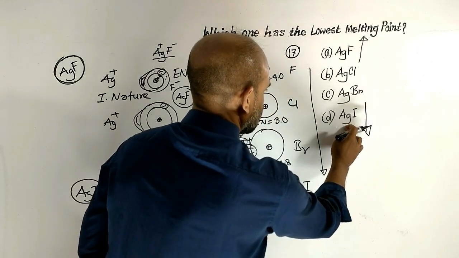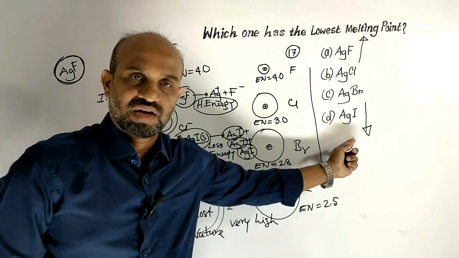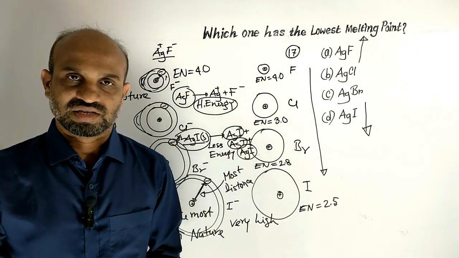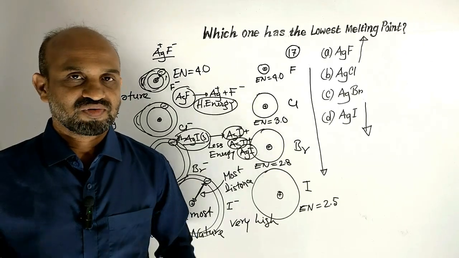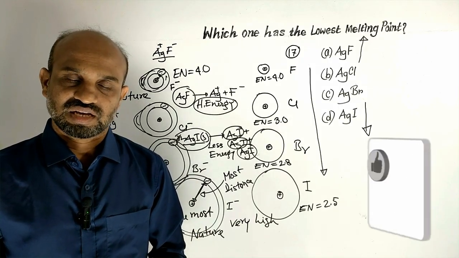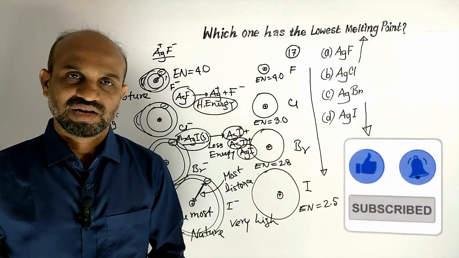That is, in the case of silver iodide, the melting point is the lowest, and in the case of silver fluoride, the melting point is the highest. This is because silver fluoride is a completely ionic compound. It remains an ionic compound, but silver iodide turns into covalent in nature.